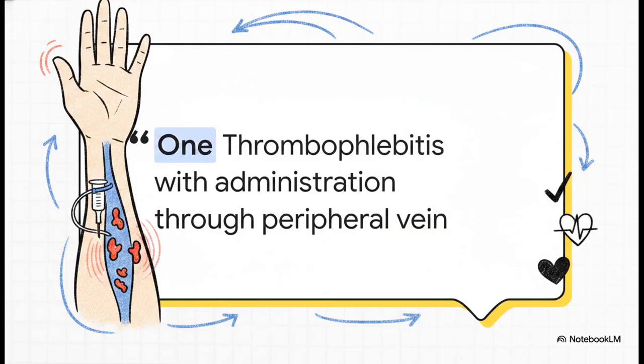So we return to our primary source sentence one final time: 1. Thrombophlebitis with administration through peripheral vein. It is such a concise summary of an action, an anatomical location, and an adverse consequence. It serves as a stark, permanent reminder that absolutely every clinical intervention is significant. And because it's significant, it requires careful, meticulous documentation.